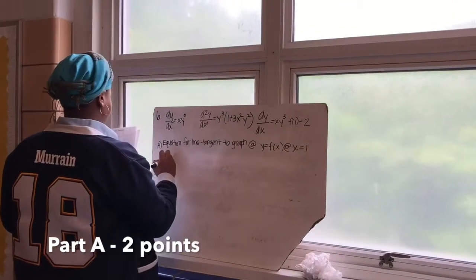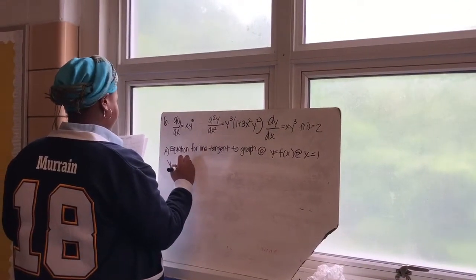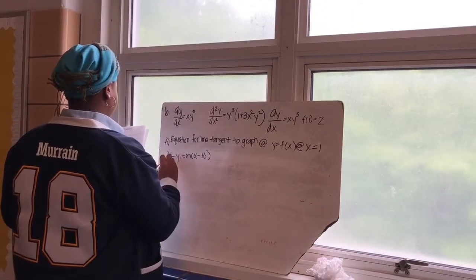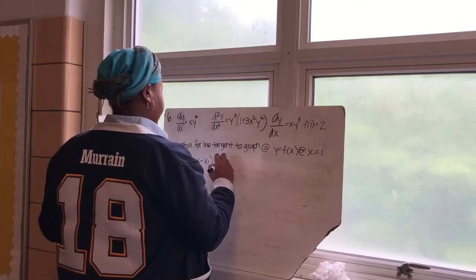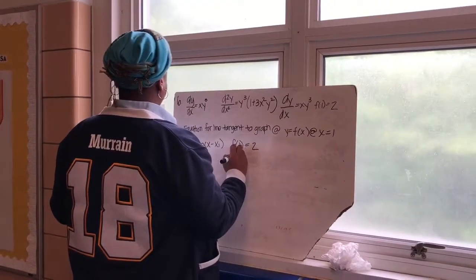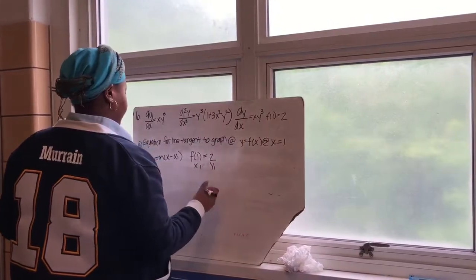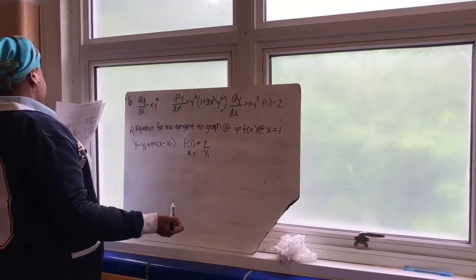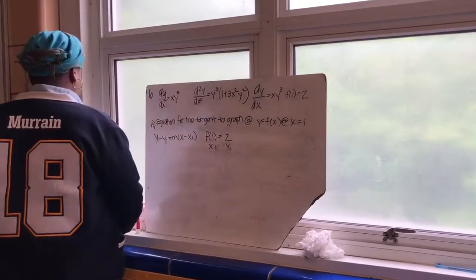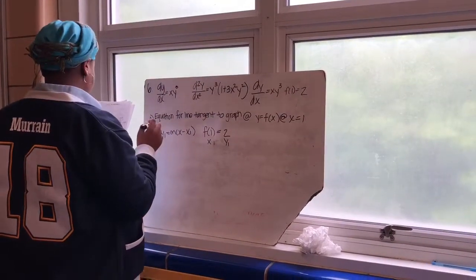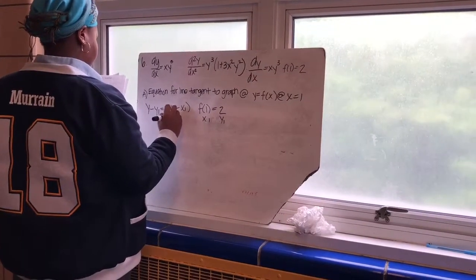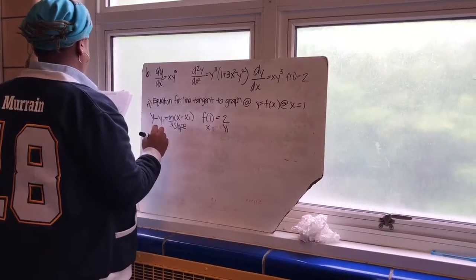Question 6 asks us to find the equation. Write an equation for the line tangent to the graph of y equals f of x at x equals 1. In order to do this, you need to know the point slope formula, which is y minus y1 equals m(x minus x1). They already give us a point that we can use, which is f of 1 equals 2, which is basically x comma y, which is 1 comma 2. So now that we have that, we can plug it into the equation.